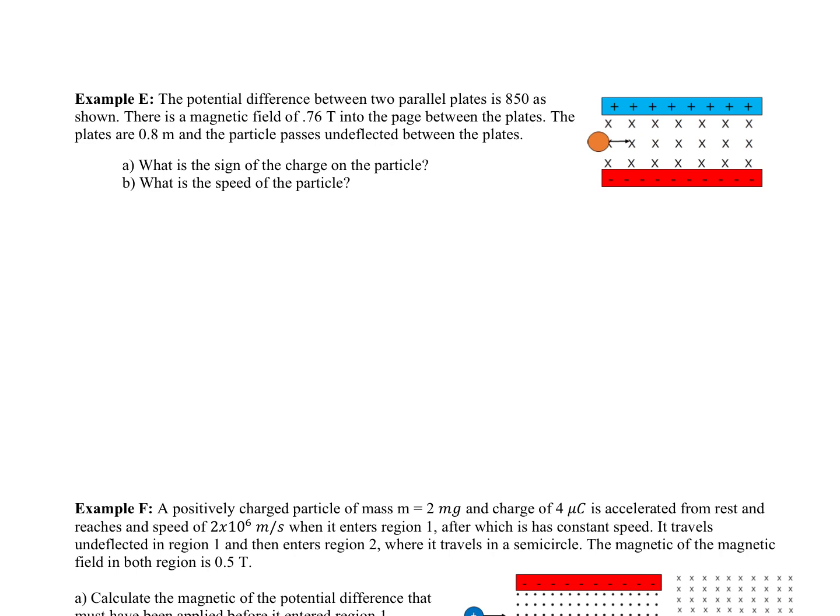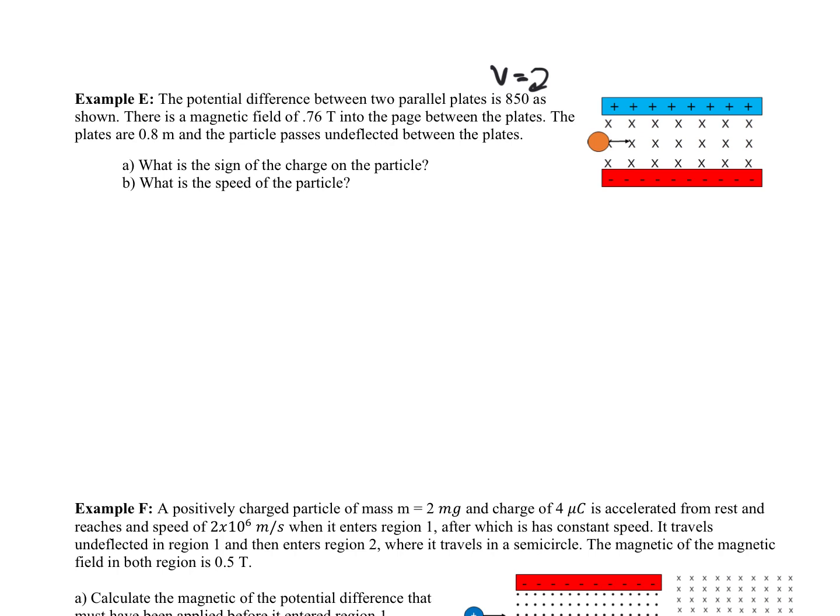We've got a potential difference between two plates. The potential difference is 850. That means this is the voltage, doesn't it? Voltage is equal to 850. That's what potential difference is. We've got a magnetic field of 0.76 Tesla into the page between the plates. The plates are 0.8 meters apart, and the particle passes undeflected between the plates.